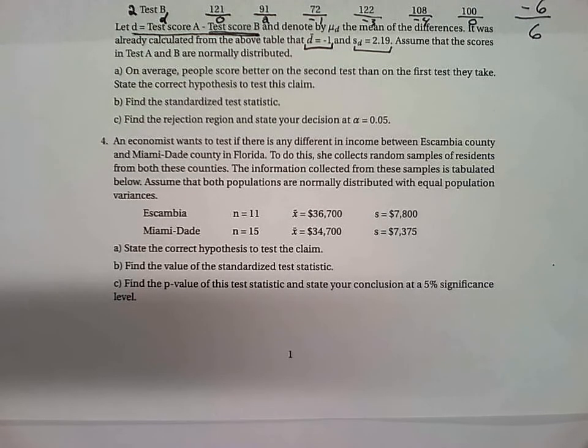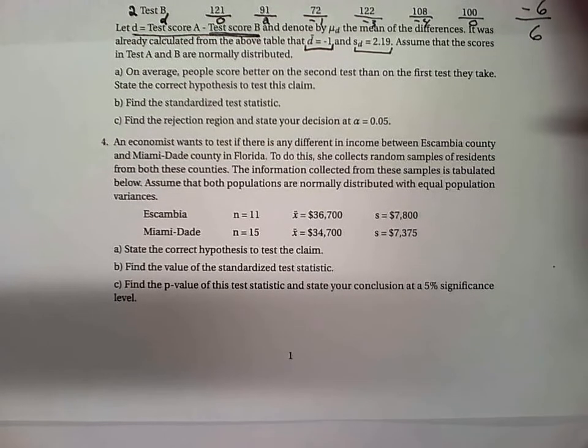All right, but let's read this. It says, an economist wants to test if there is any difference in income between Escambia County and Miami-Dade County in Florida. To do this, she collects random samples of residents from both these counties. The information collected from these samples is tabulated below. Assume that both populations are normally distributed with equal population variances. So then we have these 2 things. Question A then asks us to state the correct hypothesis and test the claim.